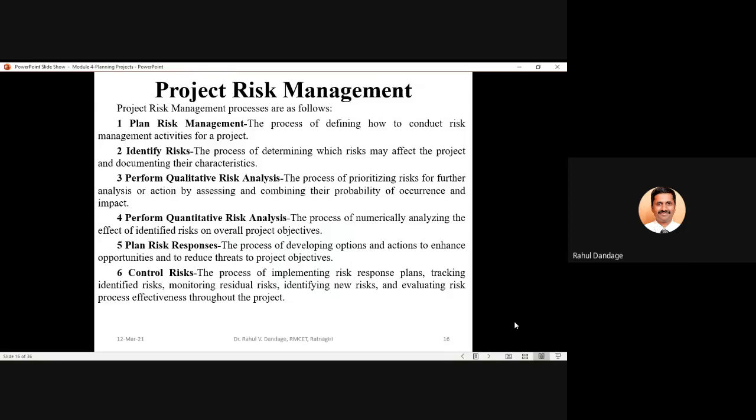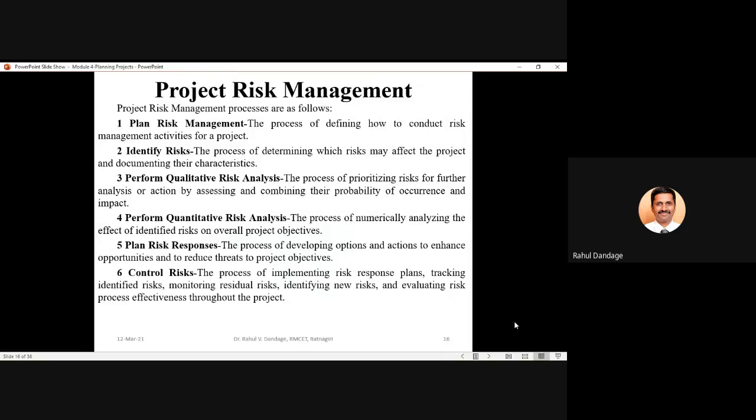So there must be tracking of the identified risk, and monitoring of certain residual risks. Even though you apply certain risk responses and you feel that the risk has been mitigated and the effect has been minimized, still there will be some residual risks remaining. So we should monitor the effect of those residual risks on your project.